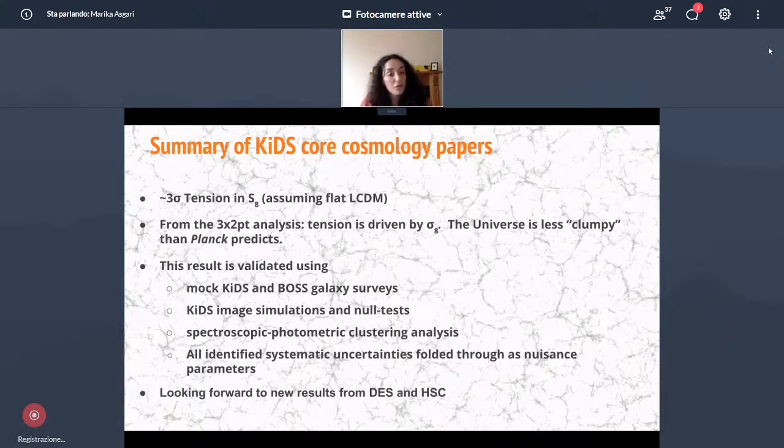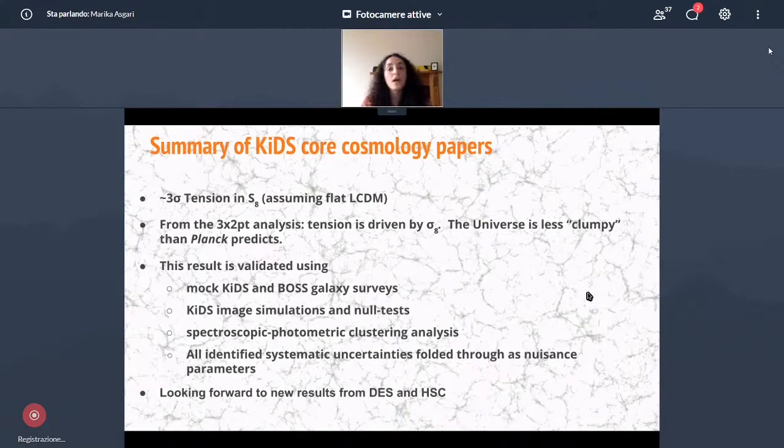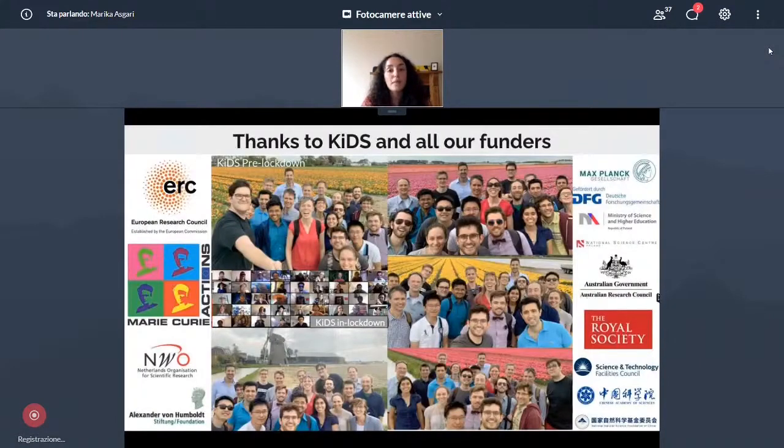And finally, I want to say that we're very much looking forward to the new results from DES and HSC, which should come out soon. I will end on this slide showing the KiDS team. This was a team effort. You can see pre-lockdown photos, and then in-lockdown we kept going using Zoom. And there's a list of our funders here as well. Thank you.